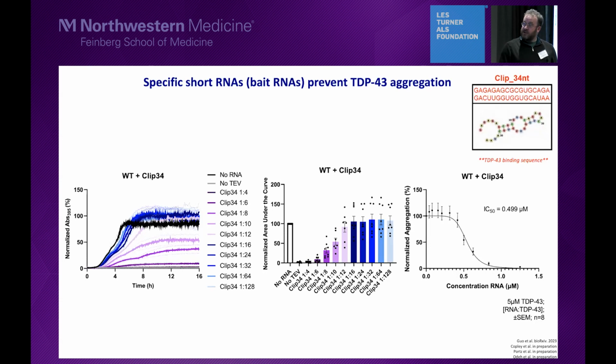So if we take this isolated piece of RNA, 34 nucleotides, we actually find that it's a very potent inhibitor of TDP43 aggregation. Even at substoichiometric concentrations, we can completely eliminate TDP43 aggregation in the presence of this short RNA. The IC50 for the reaction is about 0.5 micromolar when we have 5 micromolar TDP43. So 10-fold excess of TDP43 over RNA can still be inhibited by this short specific RNA.